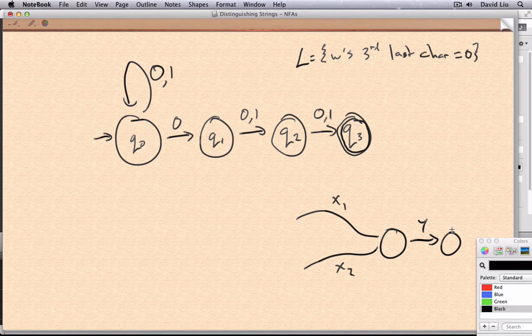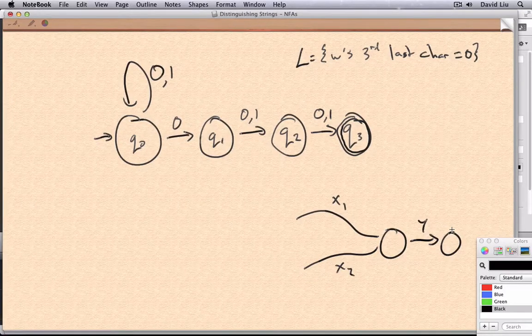Hey everyone. A student asked me at the end of today's class whether or not we could use the same arguments about distinguishable strings from the DFA case to lower bound the number of states we need in the NFA case as well. So it turns out that this isn't true, and in fact, NFAs can be much smaller than their equivalent DFAs. But I wanted to take a few minutes just to explore why the previous argument fails.